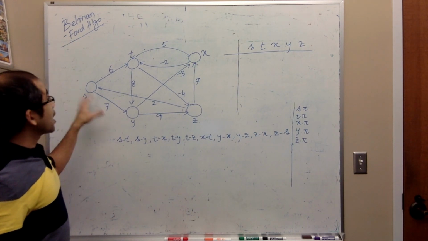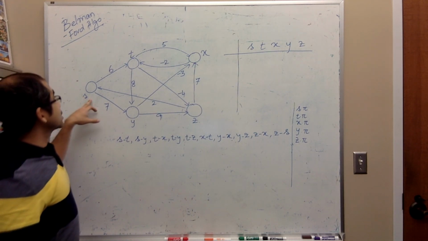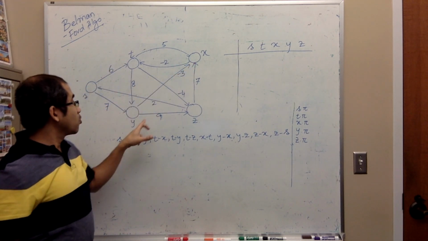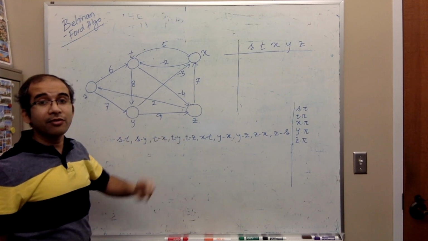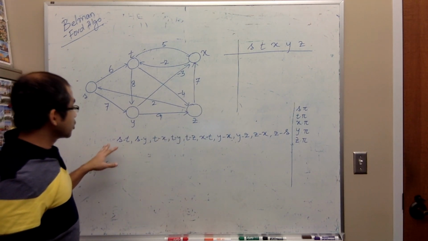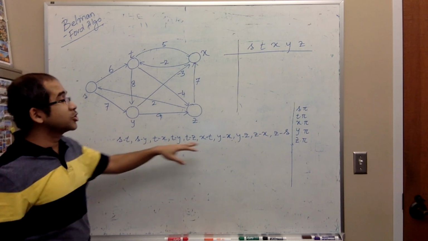So this is a directed graph. The number of vertices is 5: S, T, X, Y, and Z. Okay, 5 vertices. So here I have listed the edges of the graph.